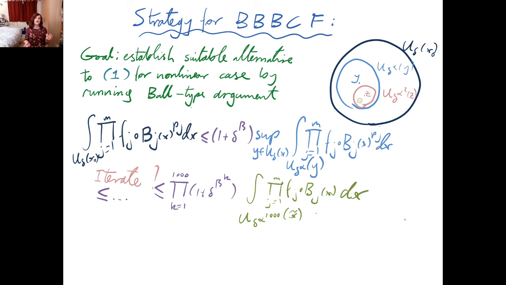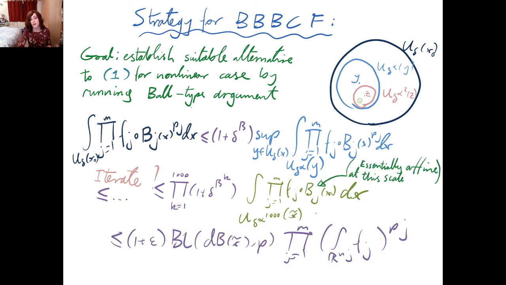Now, suppose that fj was constant at scale, I don't know, delta to the alpha to the 1000. Then at that scale, fj would not be able to detect the difference between bj and its affine approximation, which means that we can then harmlessly switch out the bj of x for the affine approximation, and then apply the linear inequality.